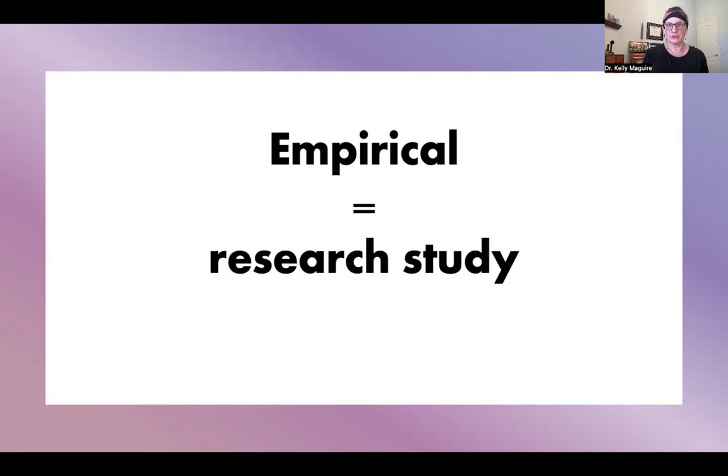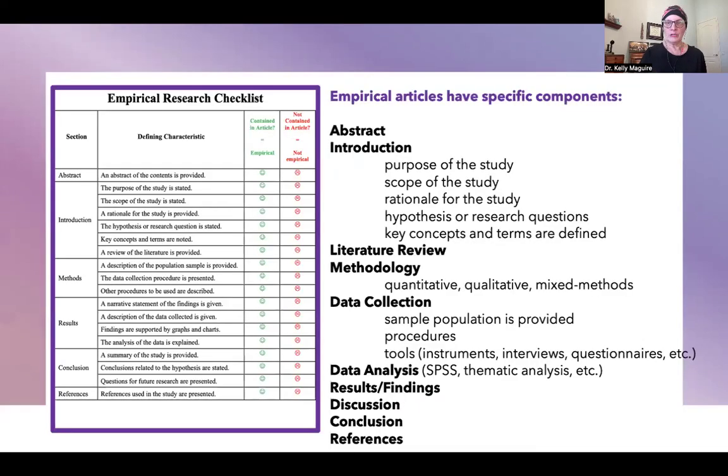Empirical means that it's a research study. So what constitutes a research study or an empirical article? It has to have specific components. So I've shared with you all the empirical research checklist. If the article has these items in it, then it's an empirical study. If it does not, it might still be scholarly, but it's not considered empirical. Therefore, it's something that you probably should not be using.